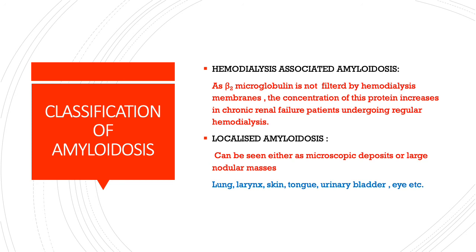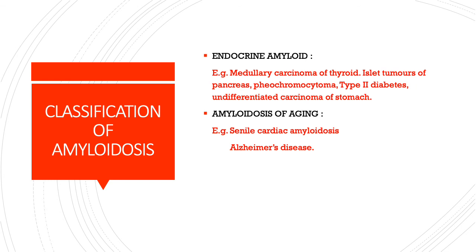Localized amyloidosis are partially degraded. Localized amyloidosis can be seen either as microscopic deposits or large nodular masses. It can be seen in multiple organs like lung, larynx, skin, tongue, urinary bladder, and etc. Okay. Coming to endocrine amyloidosis. Endocrine amyloidosis is seen, as I mentioned already in the previous slides, in thyroid related to calcitonin, islet cells of pancreas in diabetes type 2, pheochromocytoma, and differentiated carcinoma of the stomach. Okay. Amyloidosis of aging, that is senile amyloidosis, is seen as senile cardiac amyloidosis or Alzheimer's disease. So cardiac it is ATTR, Alzheimer's it is A beta.